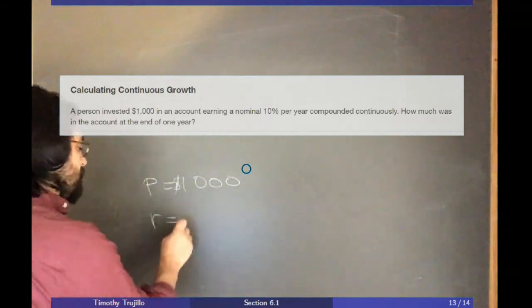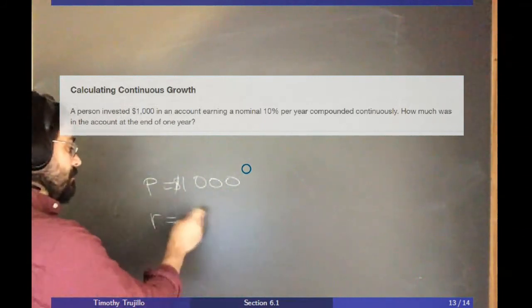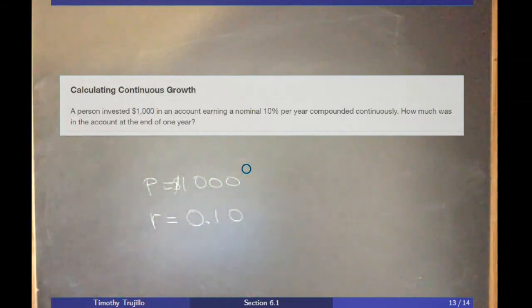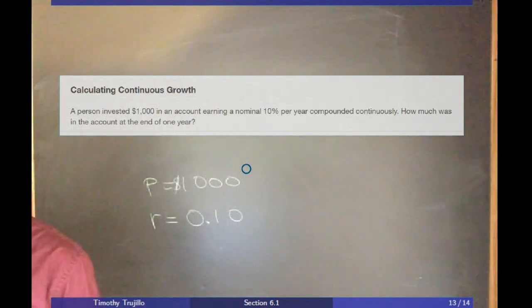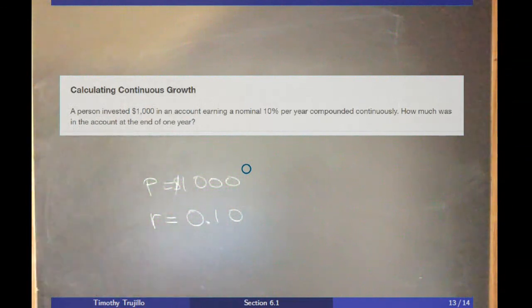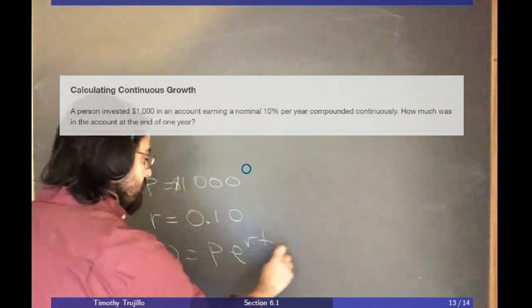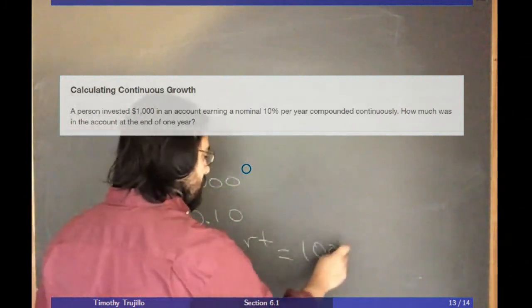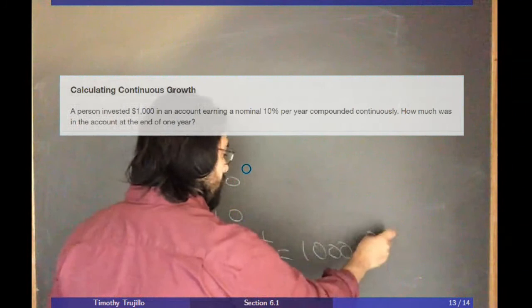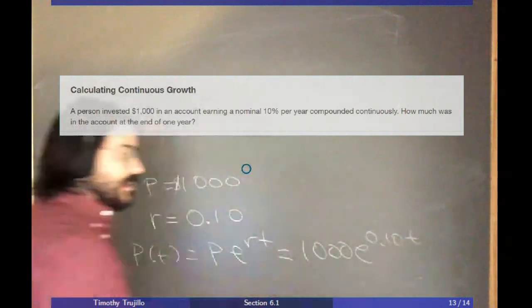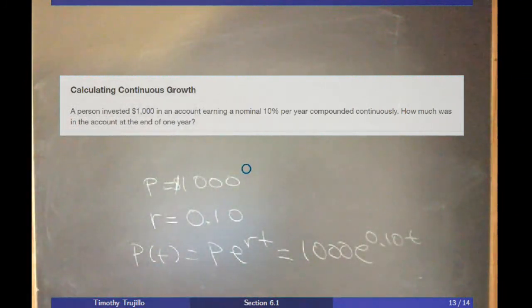And so we would call that value of r, the growth rate in this case, 0.10. So we just convert that percentage over to a decimal. And we know that's the decimal because it's telling us the growth rate, right? Okay, so that's 10%, and then we know that it's being compounded continuously. So the formula looks like this: P of t is P e to the r t. So the P is 1,000, the r is 0.10, and then the t is just the input into the function.